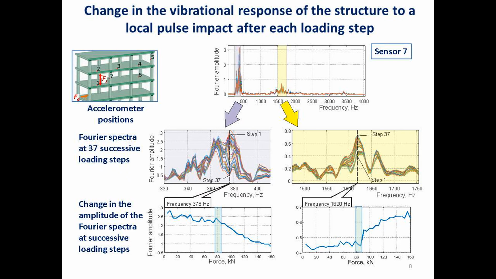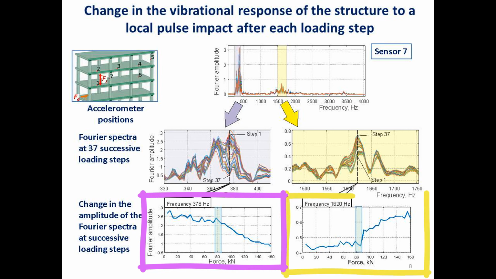This slide analyzes the results of the Fourier transform of acceleration vibrograms. The figure on top compares 37 Fourier spectra of vibrograms obtained after consecutive loading steps. The largest discrepancy between these curves is observed at the frequencies of 0.36 kHz and 1.62 kHz. We can trace how the amplitude of the spectrum changes after each loading step when the frequency is equal to one of these values. The graphs in the bottom show how the amplitude changes with increasing load.